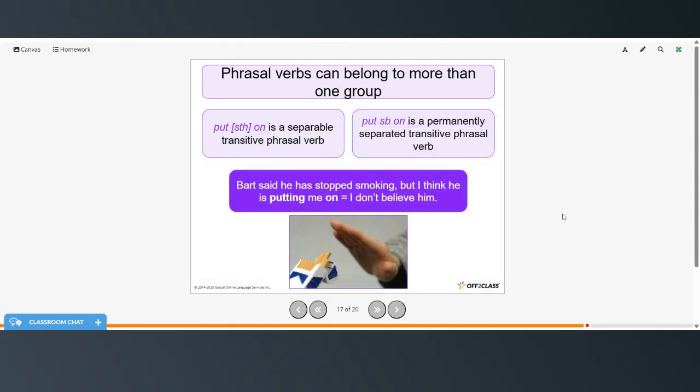Now, phrasal verbs can belong to more than one group. So to put something on is a separable transitive phrasal verb. To put somebody on is a permanently separated transitive phrasal verb. Bart said he had stopped smoking, but I think he is putting me on, which means I don't believe him.